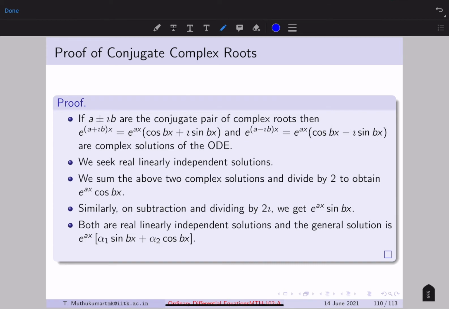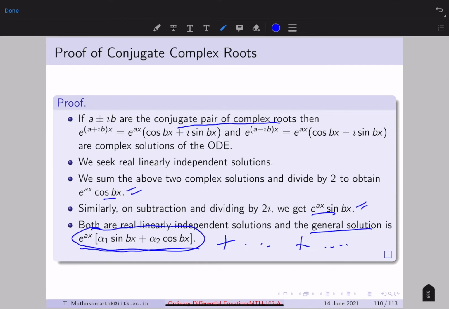So whenever you have a conjugate pair of non-repeated complex roots, the corresponding part of the general solution should be replaced by e^(ax) times a linear combination of these two, which is alpha 1 times this, alpha 2 times this. Then depending on the other roots, whether they are real, distinct, or repeated real, you appropriately add the other parts of the solutions. Okay, so then you get the full general solution.